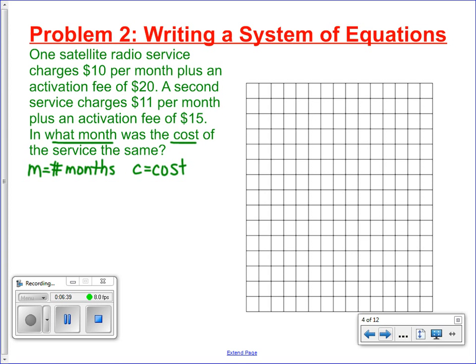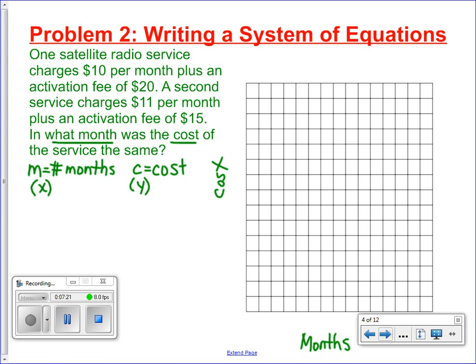Now, in looking at these, which one would be our independent variable and which one would be our dependent variable? Well, time is most always independent, and in this case, that would be our number of months, which is the x. The cost, which would be like our y, is dependent upon how many months. All right, so I'm going to go ahead on our graph and label the axes. Months will go across the horizontal axis, and cost will go on the vertical axis.